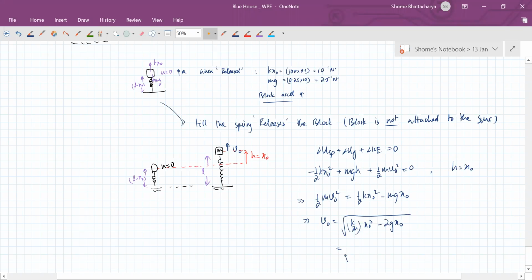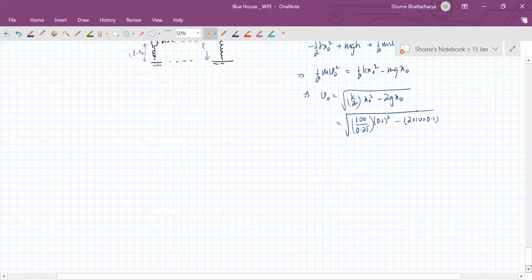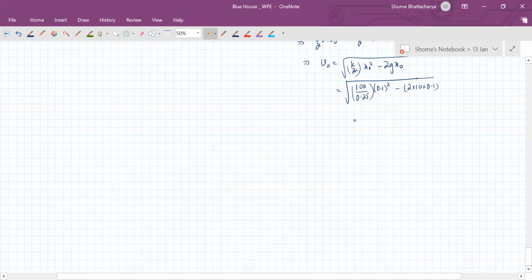So substitute in SI units. K was 100 newton per meter. Mass of the block was 0.25 and x naught was 0.1. So this minus 2 into 10 into 0.1. So this will give us our V naught. V naught is how much now? It's square root of 4 minus 2, so root 2 meters per second, or approximately 1.41 meters per second.